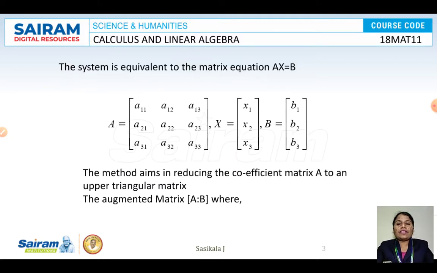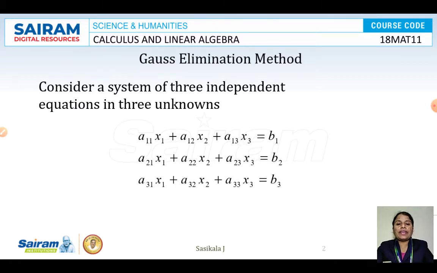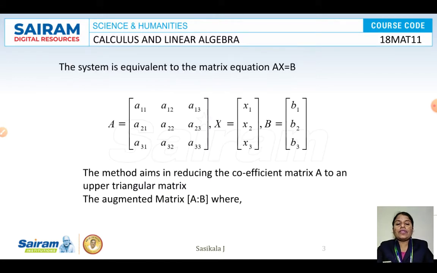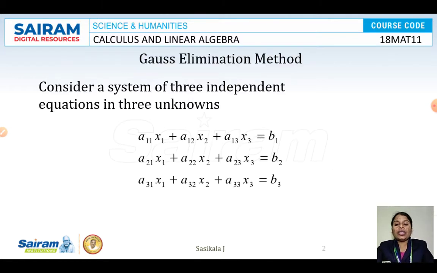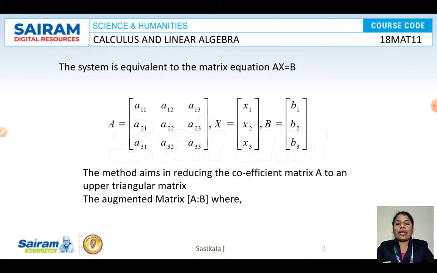Okay. So the system is equivalent to the matrix equation Ax = B. That means we are writing the system of equations in matrix form. So now, what is A? It is nothing but all the coefficients of your unknowns: a11, a12, a13, a21, a22, a23, and a31, a32, a33. And X is nothing but your unknowns x1, x2, x3. B is nothing but b1, b2, b3.